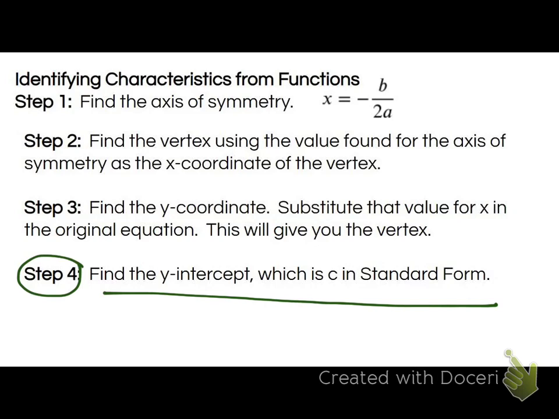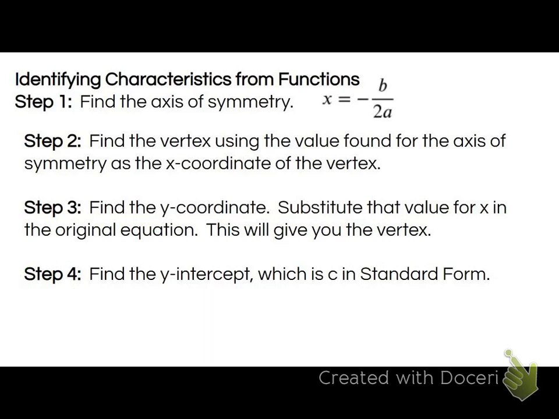Okay, so step 1, the first thing that we're going to do is find the axis of symmetry of the quadratic function. Step 2, find the vertex using the value found for the axis of symmetry as the x-coordinate of the vertex. I know that's just a lot of word usage right now, but once I show you, I think you guys will get it. To find the y-coordinate, you substitute that x value into the original equation, and that will give you the vertex. And then for the y-intercept, you guys remember, is just that c value when it's written in standard form.